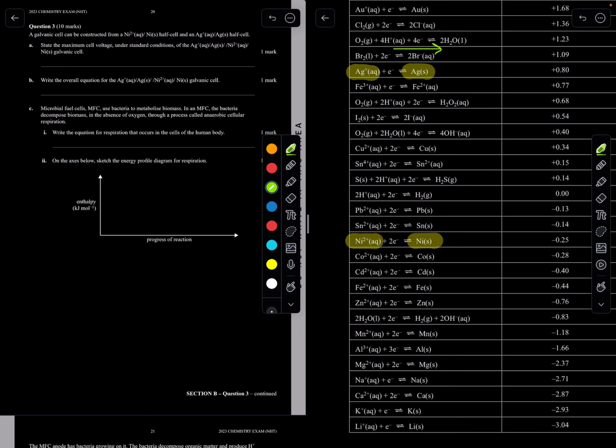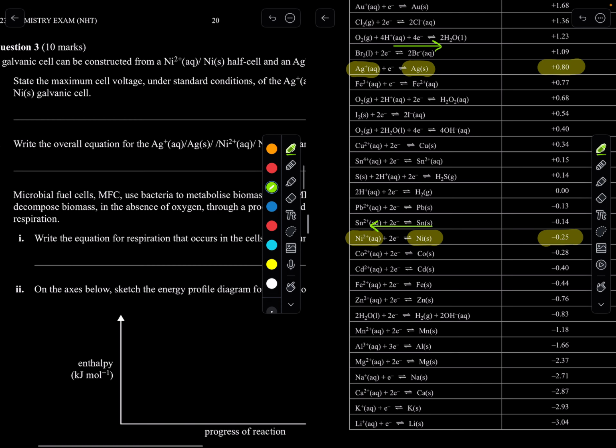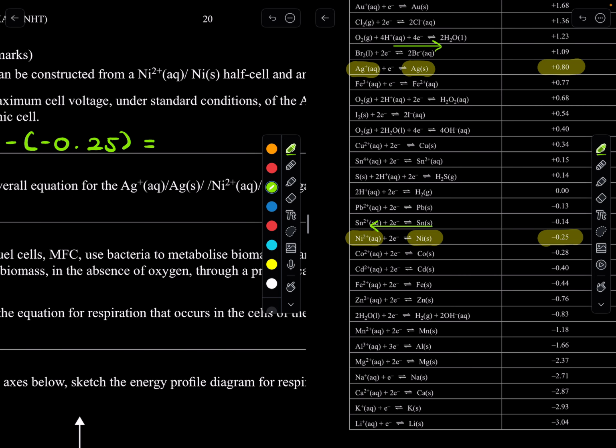Which one is the strongest reducing agent? That's the one at the bottom on the right, which is nickel. It oxidizes to make this here. So the ones that are reacting are this half cell and this half cell. To get the actual voltage, we just subtract those voltages: 0.80 minus negative 0.25. A hint: it's always the top minus the bottom. That's the rule. Which gives us what?